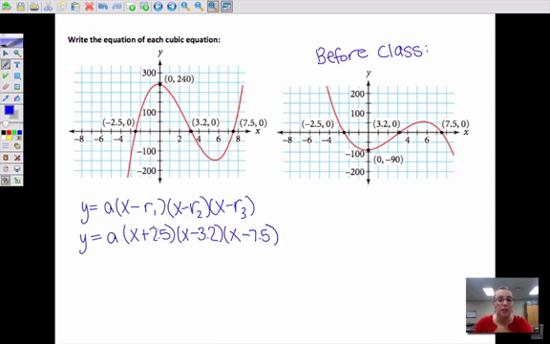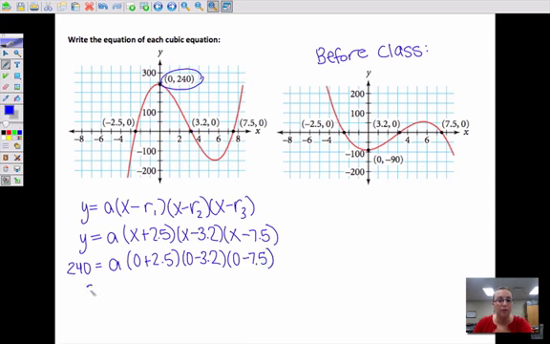And then what you're going to do to find your scale factor is plug a point that you know in for x and y and then solve for a. We've done this before, but sometimes it's easy to forget that you can always do that. It doesn't necessarily have to be the y-intercept. It could be any nice point along the graph, but since they had given us this one, we're going to use that. So 0, 240. I'm going to plug 240 in for y, and I'm going to put 0 in the x spot. So 0 plus 2.5 times 0 minus 3.2 times 0 minus 7.5.